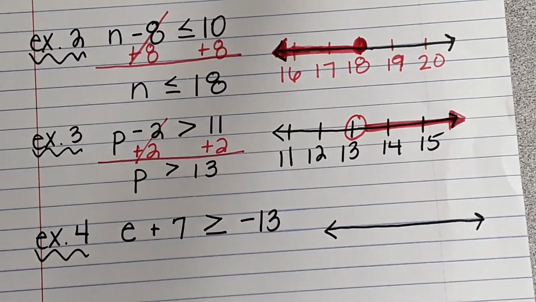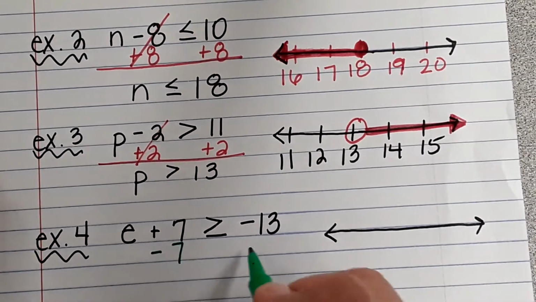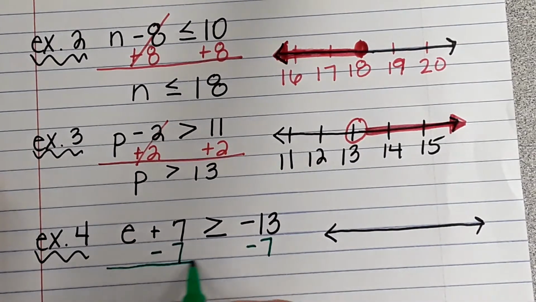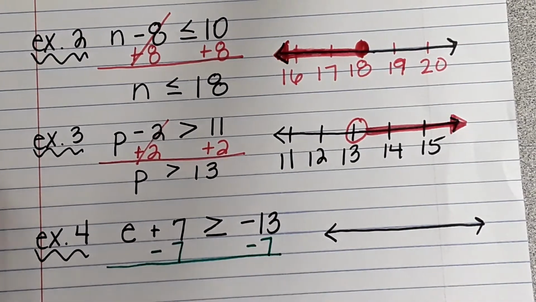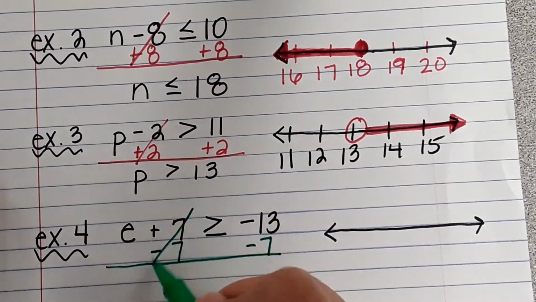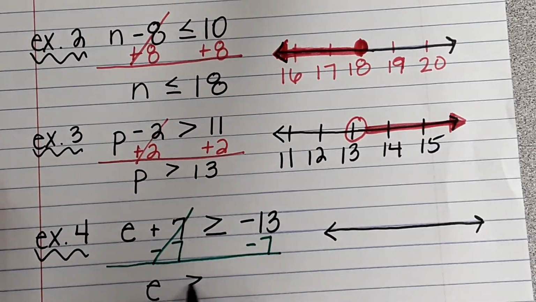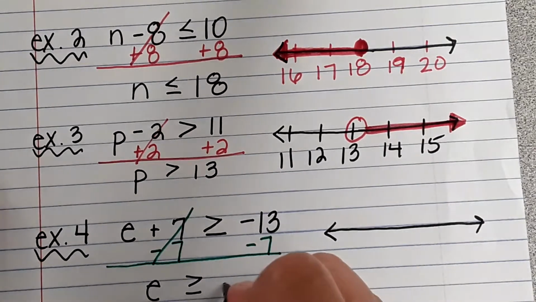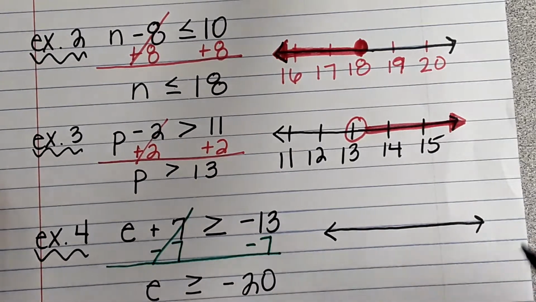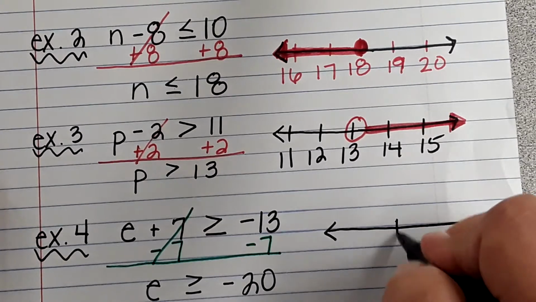Now we want to get e by itself. So are we going to move the e, the 7, or the negative 13? The 7. It's being added now, so what are we going to do? We're going to subtract it. So when it's a one-step equation, you remember you always start on the side of the variable. These cancel out, and you're left with e is greater than or equal to negative 20. I heard someone say that.